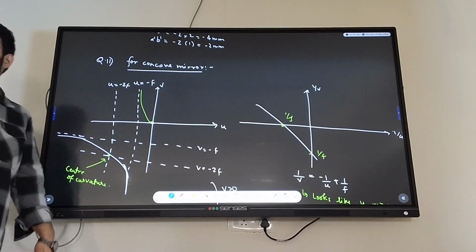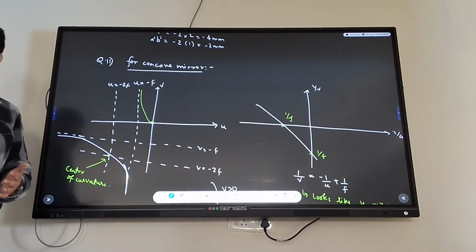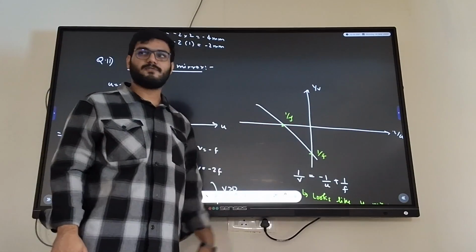This is the diagram for concave mirror. Take it as homework. Make the diagram for v versus u, and 1 by v versus 1 by u for convex mirror.